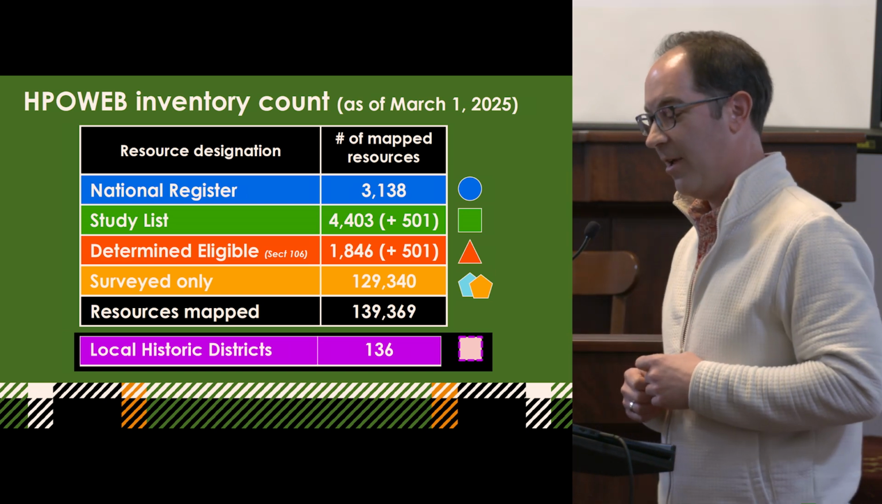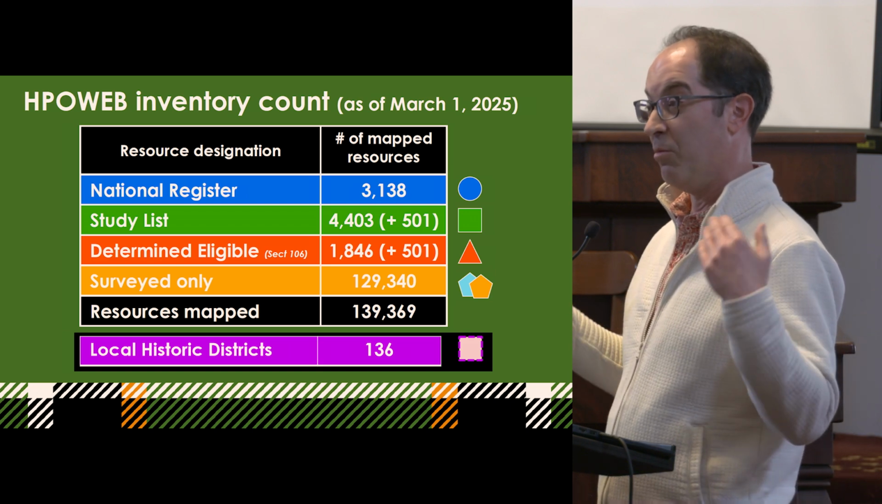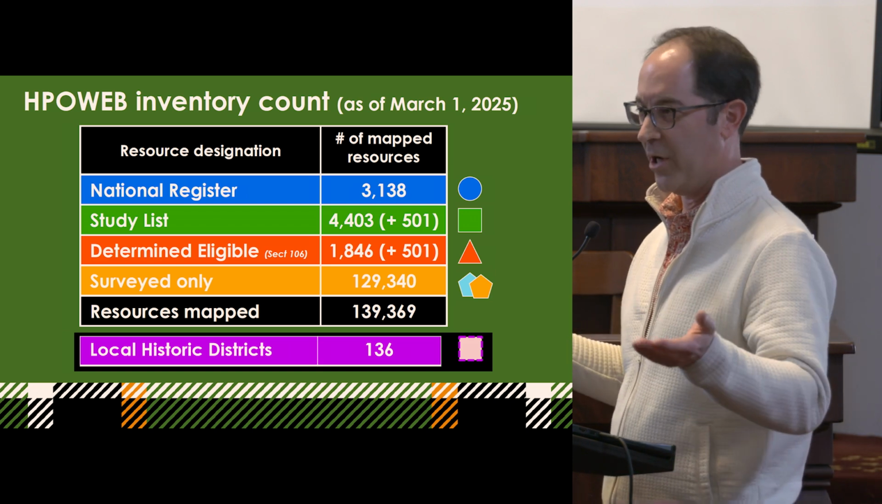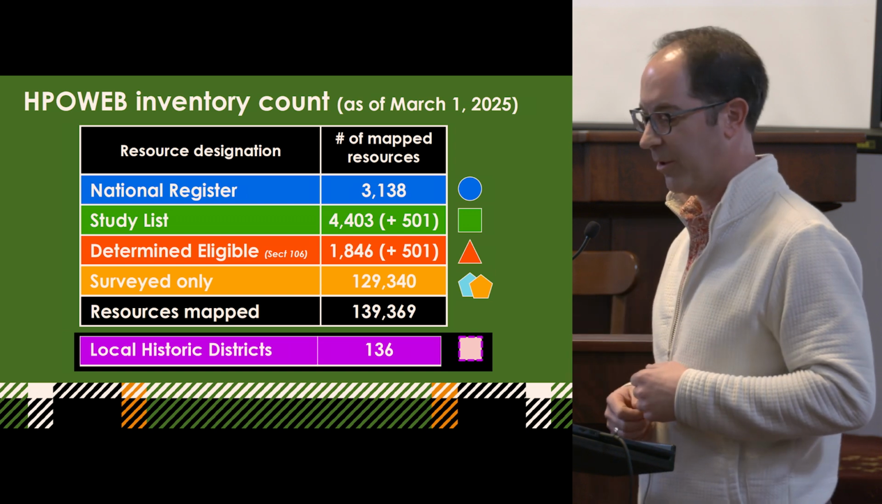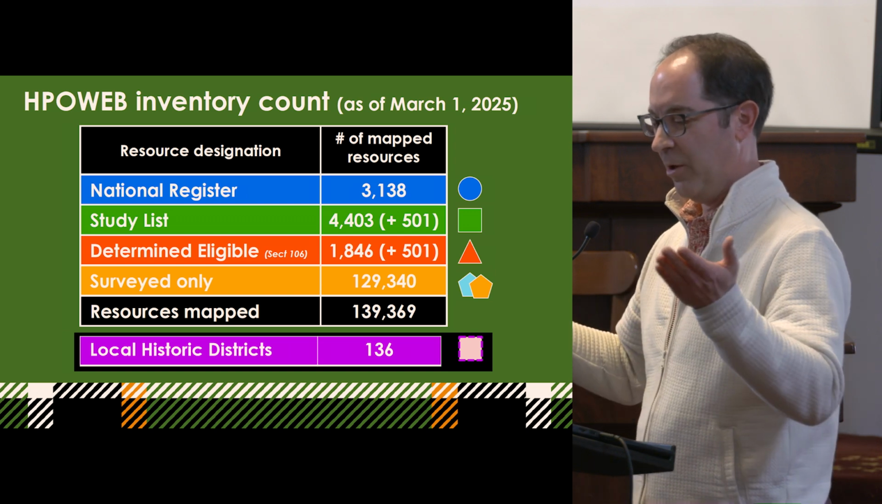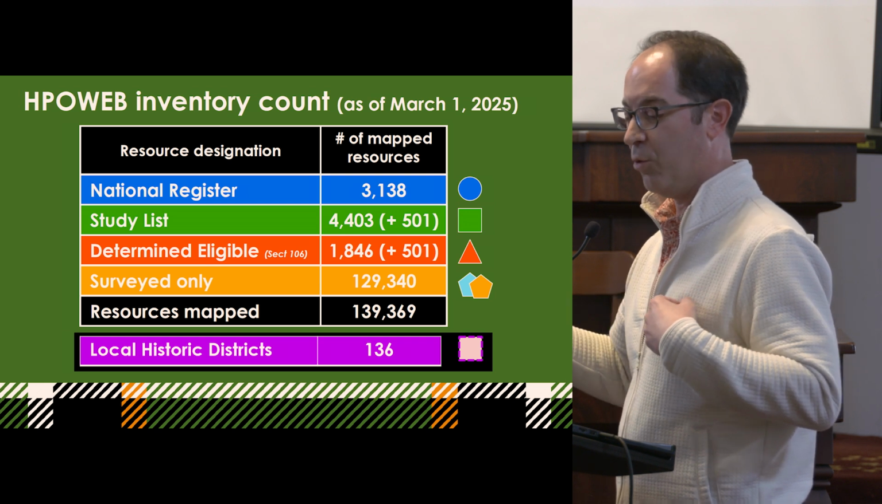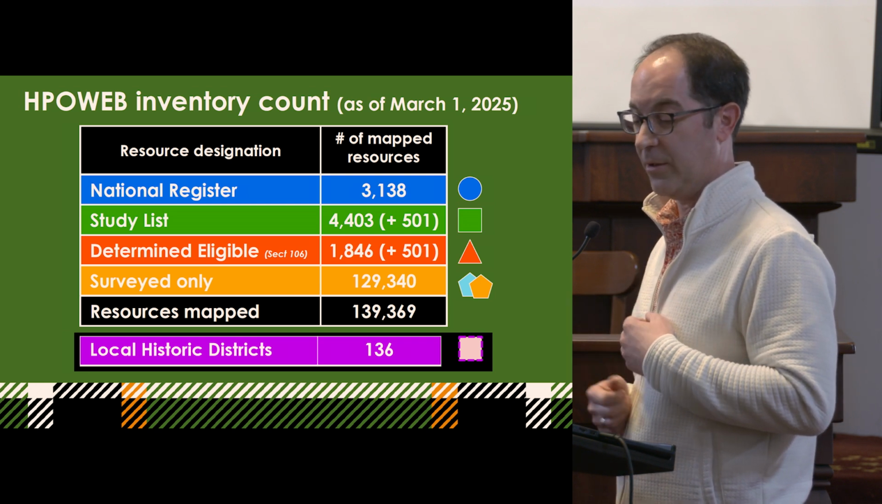Oh, yeah, okay. So these are places that are both on the study list and have been determined eligible. So they're two different processes, and you do that work. So there's really 4,900 places on the study list.